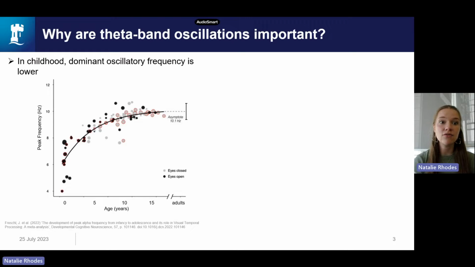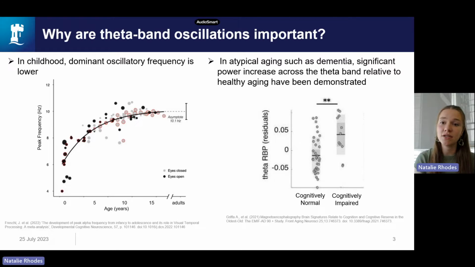So in early life, in young childhood, we see that the dominant oscillatory frequency is actually within that theta band. So you can see here from ages 0 to 5, the peak frequency is within that 4 to 8 Hz range. And then it speeds up to over 8 Hz and closer to 10 Hz through later childhood and into adulthood. And then on the other end of the spectrum, in atypical aging, such as dementia, we see a significant power increase across the theta band relative to healthy aging. And so it's really important that we're able to measure these low frequency, these 4 to 8 Hz oscillations.